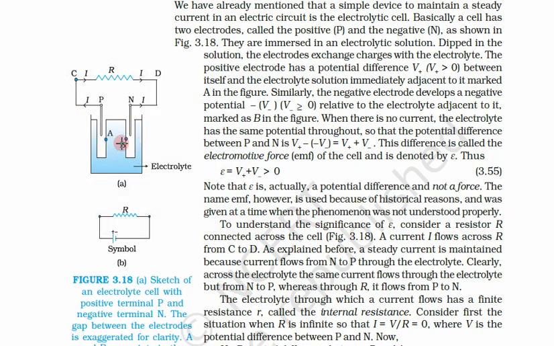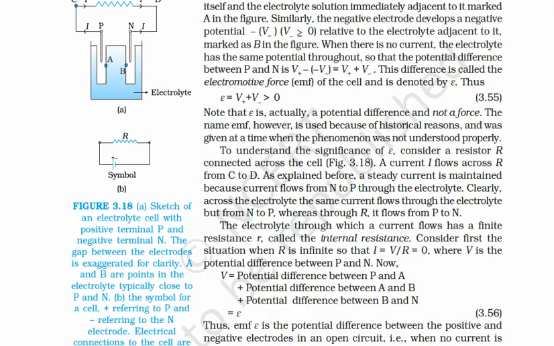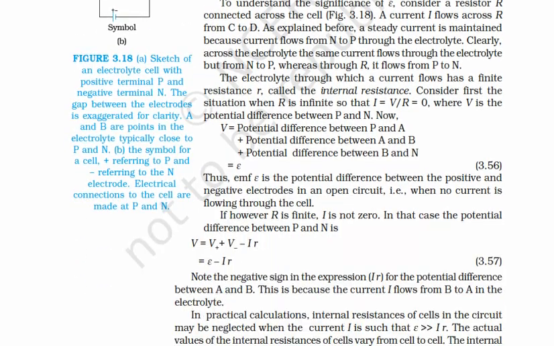Again, this is not the resistance of the whole electrolyte solution. It is the resistance of this electrolyte solution between point B and point A, because the current is not going directly, current is going through this electrolyte solution. So small r is the internal resistance, or the resistance of the electrolytic solution between points A and B. So this is called the internal resistance of the cell.